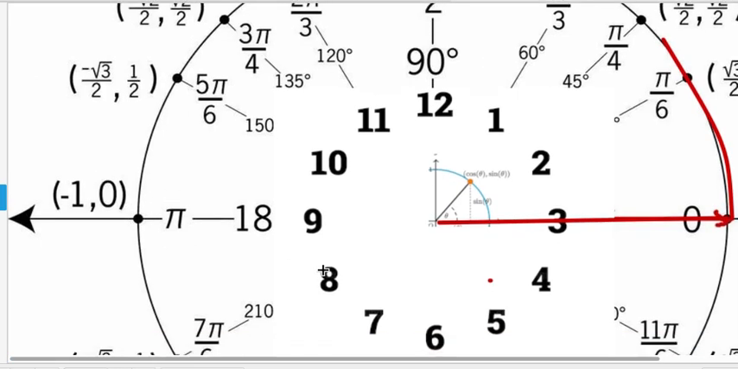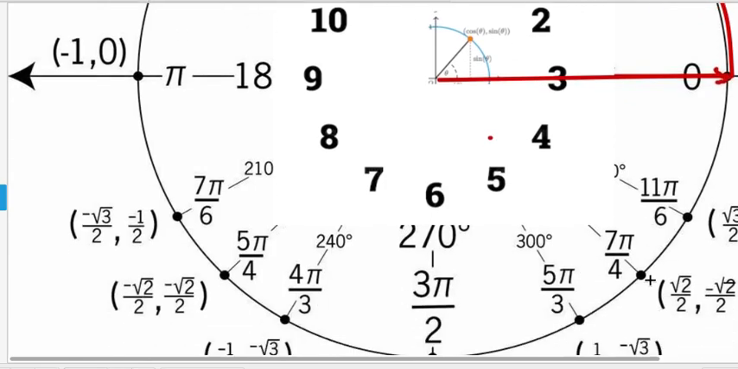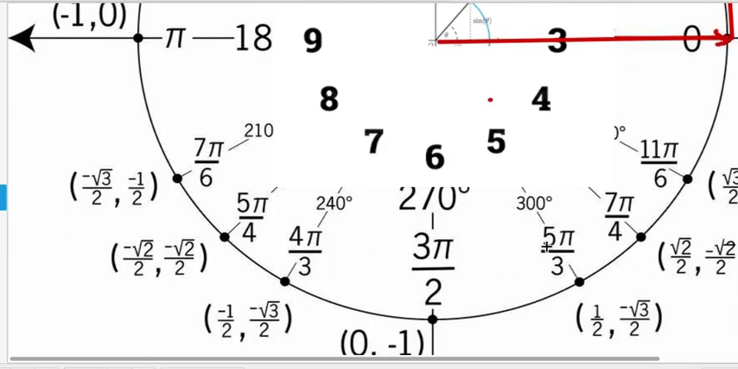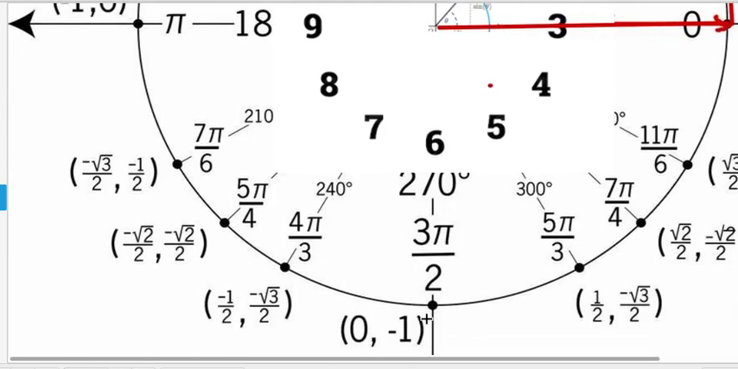4. 6 o'clock, 270 degrees or 3/2 pi radians. At 6 o'clock, the clock hand points straight down. This is 270 degrees or 3/2 pi radians. The coordinates are 0, -1, where 0 is the cosine and -1 is the sine.